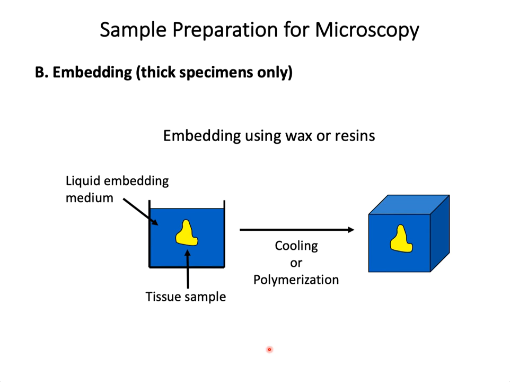Most biological tissue samples are too soft or flimsy to section, so you have to fortify or embed the sample. To do this, first you put your sample into some kind of liquid embedding material such as molten wax. Most commonly now, you put the sample into a liquid polymer or plastic, and after cooling of wax or polymerization of the plastic, you end up with a solid block containing the specimen to be sectioned.